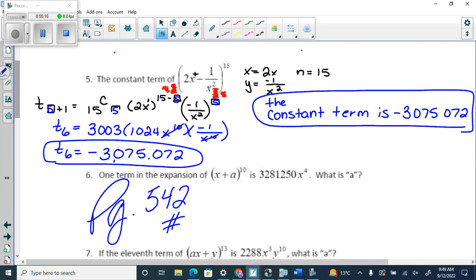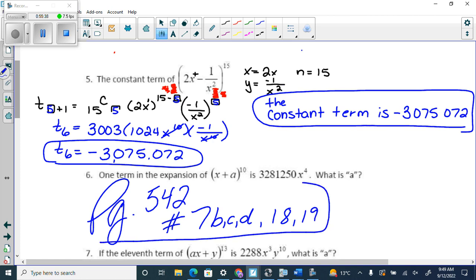7 BCD. 18 and 19. We don't need 7 million to prove you can do this. We just need you to do those. Okay? That's it.